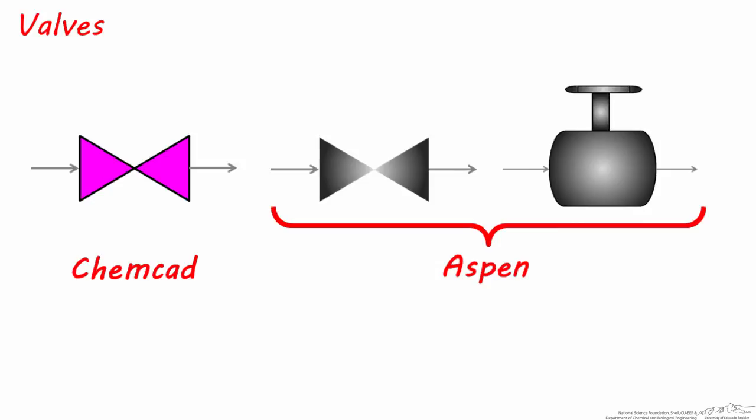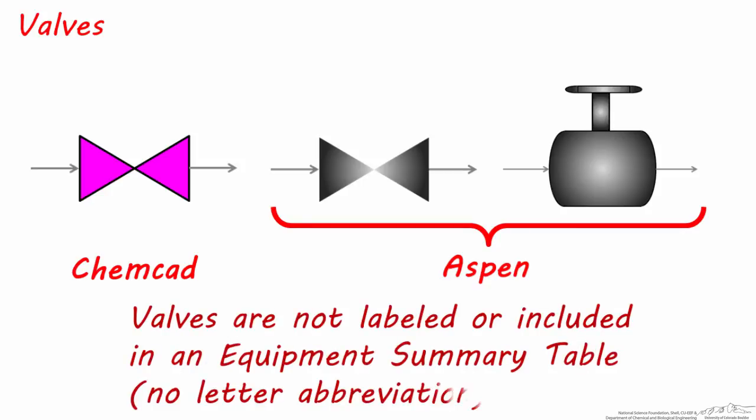One of the reasons it's important to avoid using confusing symbols for valves is because valves are not labeled or included in an equipment summary table and do not have a letter abbreviation. Even though they signify depressurization on a process flow diagram, valves are typically considered ancillary equipment and not as important to label as, say, a pump, turbine, or compressor.